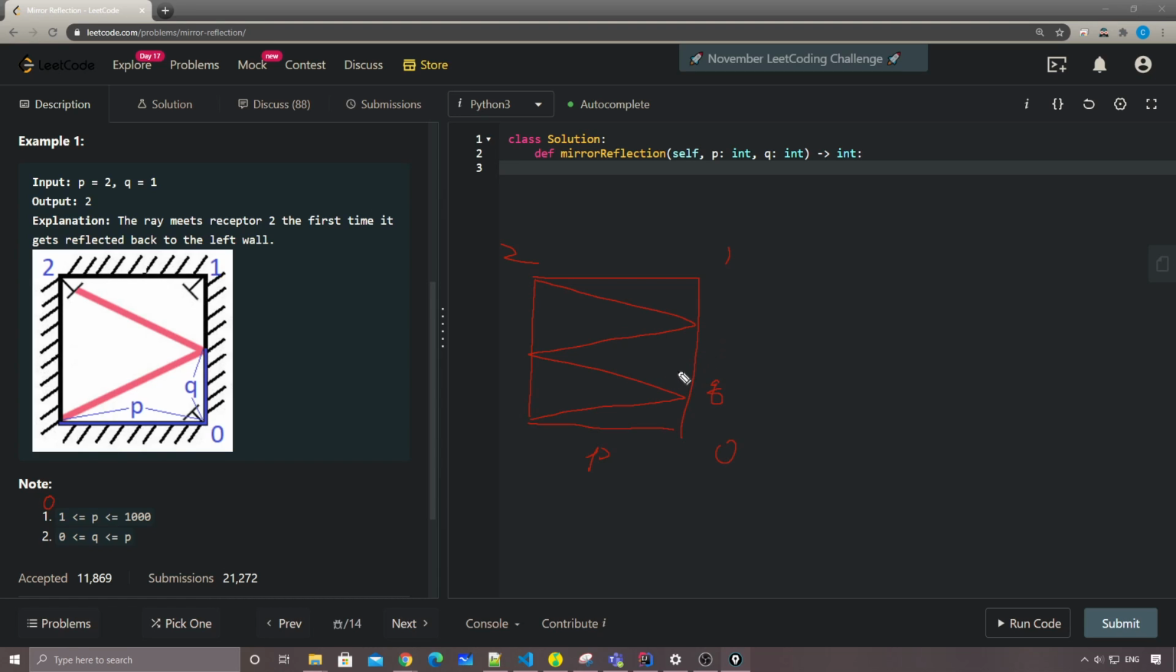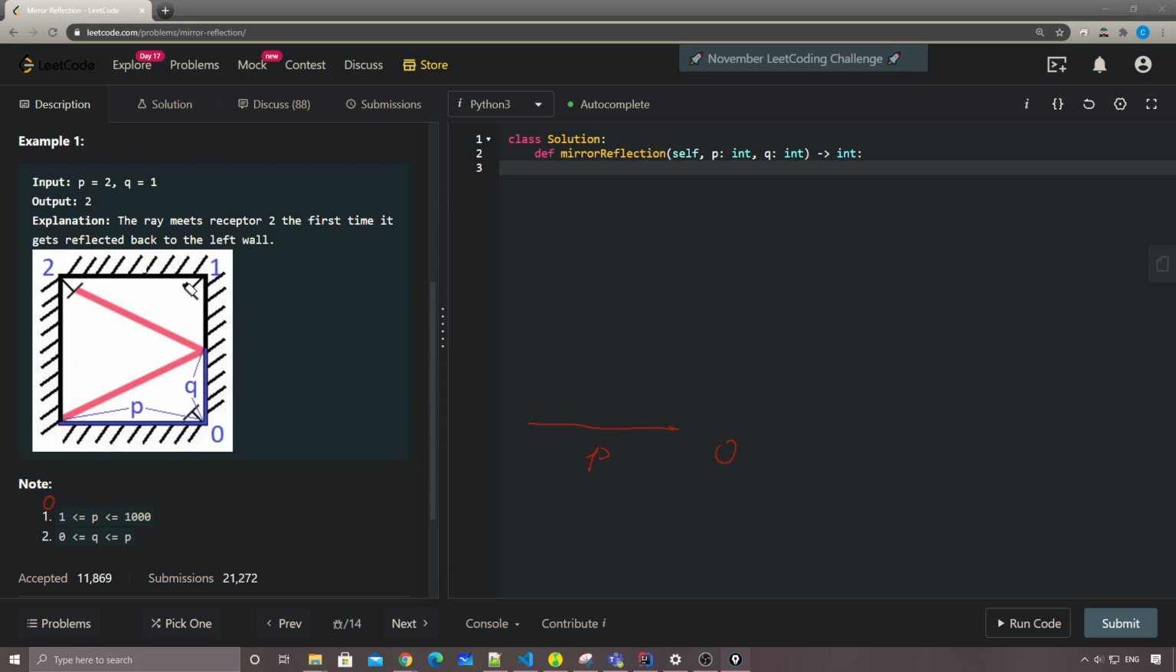And how many Qs do we have here? We have 1 Q, then 2 Q, 3 Q, and 4 Qs here. So the first observation is that as long as the number of Qs is an even number, we know it will definitely reach receptor 2 here. All right, so that's the observation.